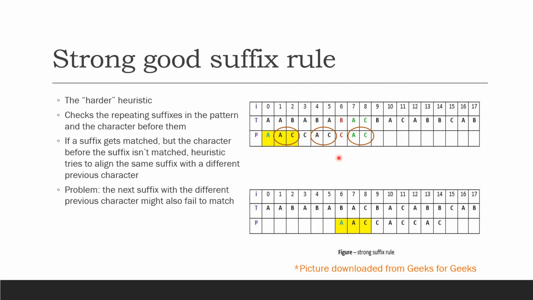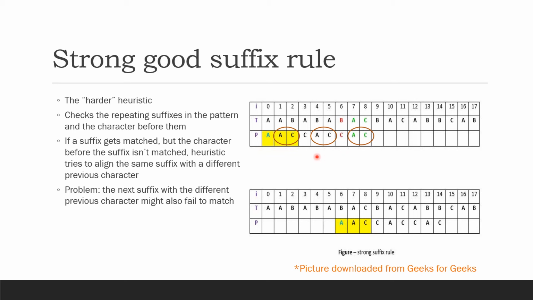So the heuristic will move on to the next AC because the preceding character is A, which is of course different than C. If the match suffix doesn't exist in the pattern, we will try to match the prefix, meaning it will check the first few characters if they match with the suffix, and if they match, the match prefix will align the suffix in the text.